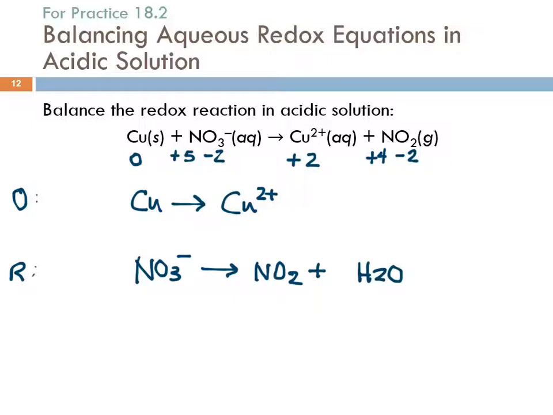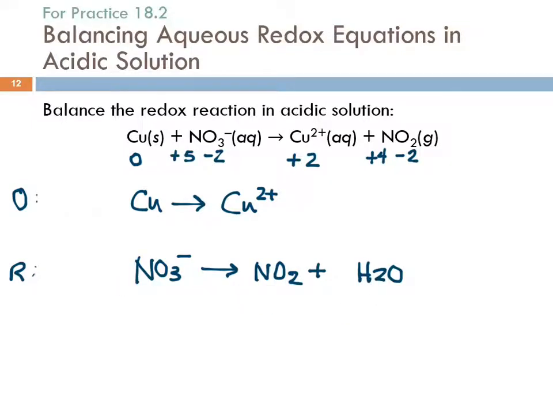To fix oxygens, we don't just start trying to mess with coefficients. You're not going to be able to fix it that way. Adding water is okay because this is an aqueous solution. There is water present, and so that's what we're going to balance it with. So we add an O over here in the water so that our oxygens are balanced.